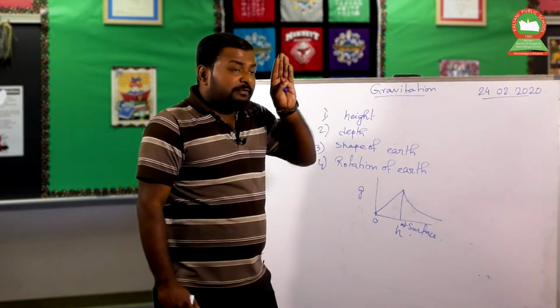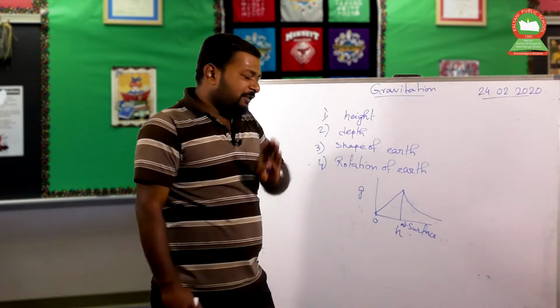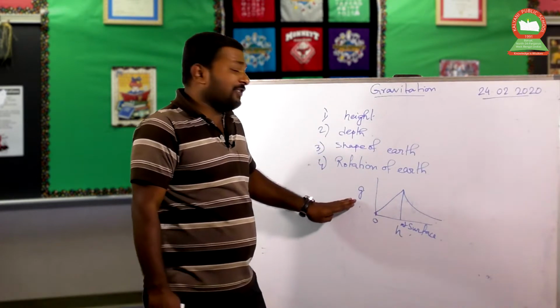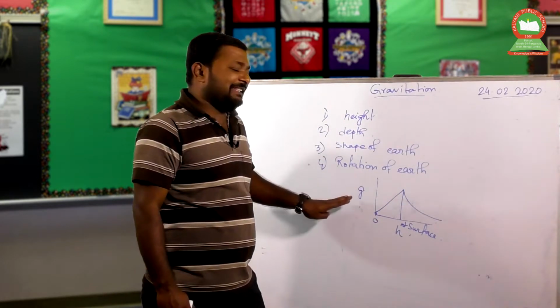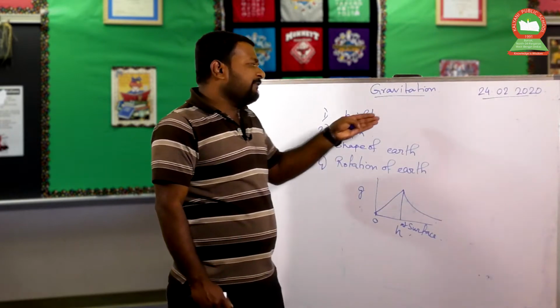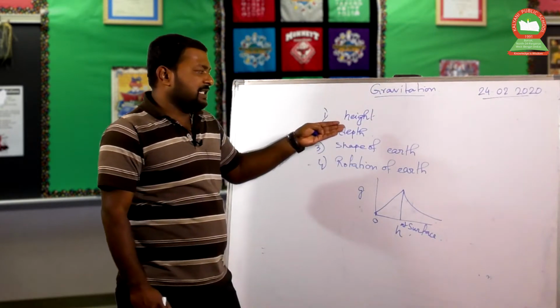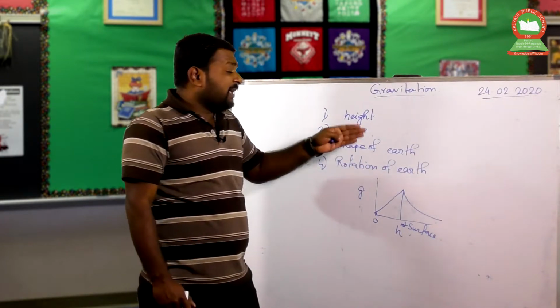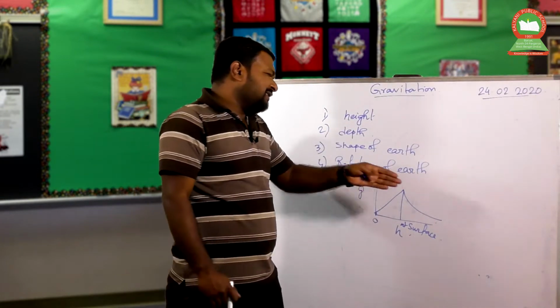So the maximum value of g is found on the surface of the earth. This is an important conclusion about g. So g varies with depth as well as height. In both cases, if height increases, g decreases. If depth increases, then also g decreases. But the nature of the decrease is different.